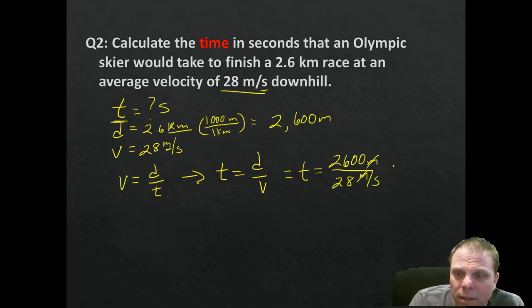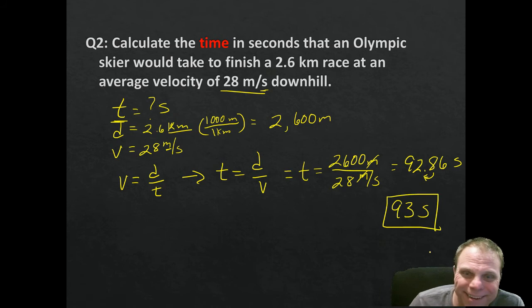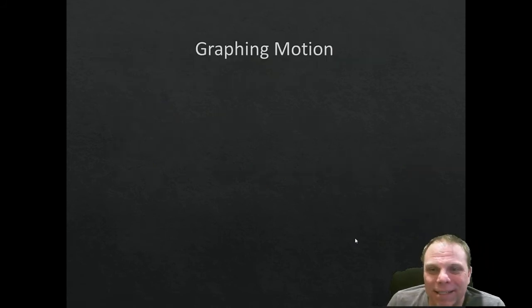My meters cancel out, and we plug it into our calculator. We say 2,600 divided by 28, and we get 92.86. And our value is going to be in seconds, but how many sig figs can we have? We can only have 2 sig figs. So we're going to have to change that. That 8 will round that 2 up to a 3. So we'd say 93 seconds is our final answer there. Okay. So how'd you do? Did you get it? I hope so. I bet you did. All right.